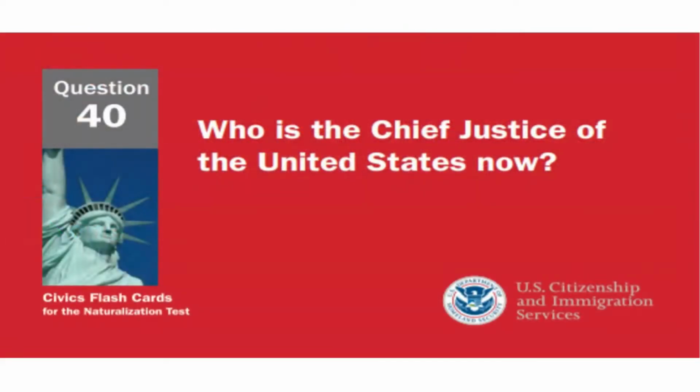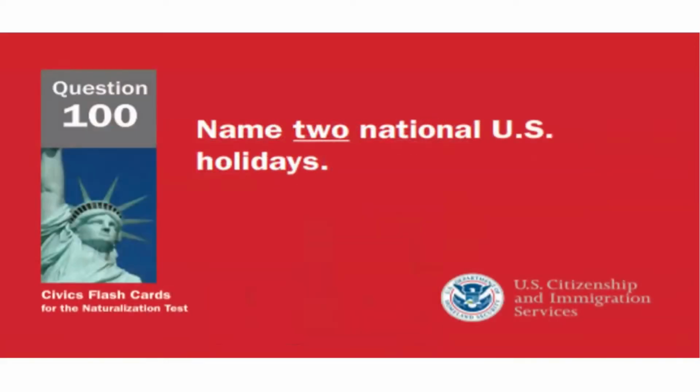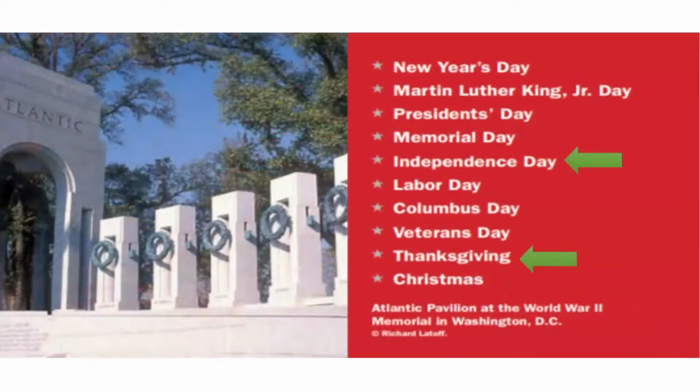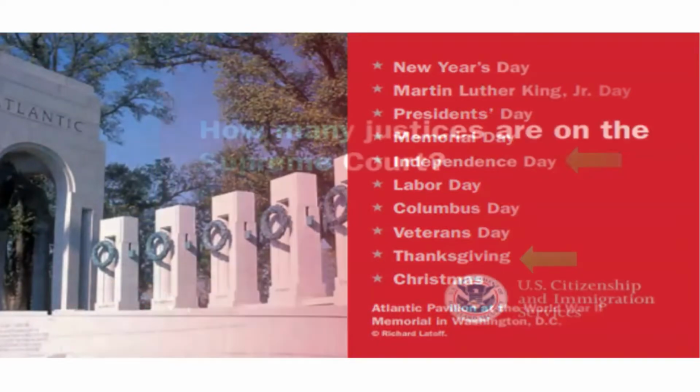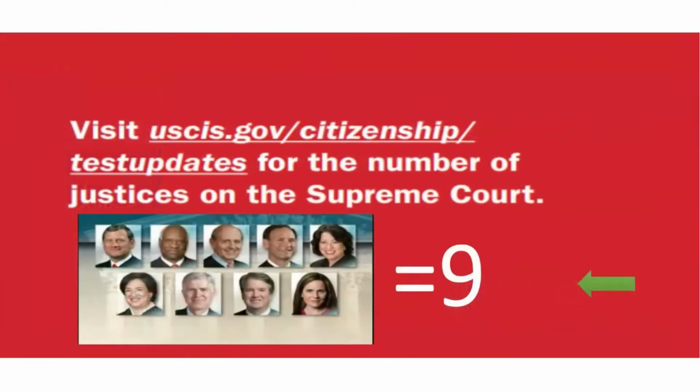Who is the Chief Justice of the United States now? The Chief Justice of the United States now is John Roberts. Name two national U.S. holidays. Independence Day and Thanksgiving Day. How many justices are on the Supreme Court? There are 9 justices on the Supreme Court.